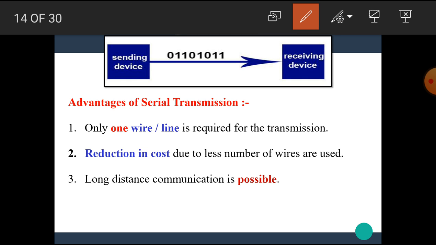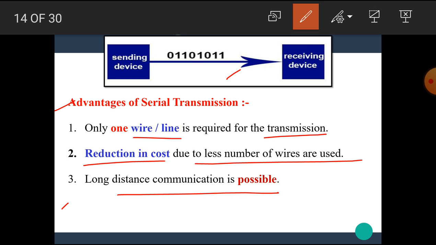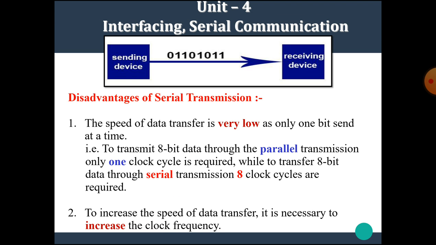Now let's see the advantages of serial transmission. Only one wire or line is required for the transmission. Reduction in cost, as a smaller number of wires are used. And the third advantage is that long distance communication is possible. This is the main advantage of serial data transmission.